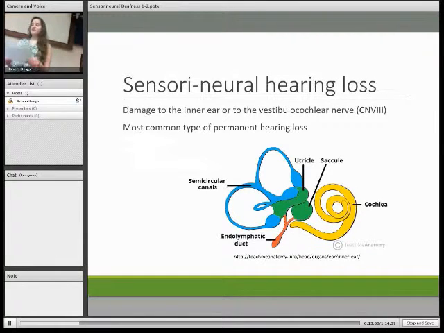Okay, so sensorineural hearing loss is the type of hearing loss where the root cause lies in the vestibulocochlear nerve, the inner ear, or the central processing centres of the brain. As it says there, it's most commonly in the inner ear or the vestibulocochlear nerve. It's the most common type of permanent hearing loss, and the majority of sensorineural hearing loss is caused by abnormalities in the organ of Corti in the cochlea, so obviously there.